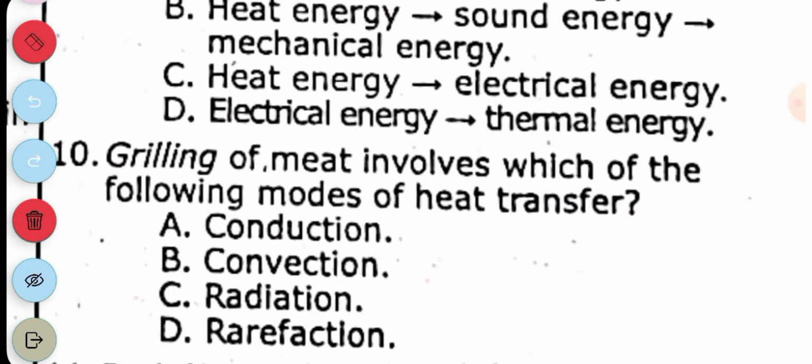Question 10. Grilling of meat involves which of the following modes of heat transfer? A. Conduction, B. Convection, C. Radiation, D. Rarefaction. So the answer to question 10 is C. Radiation.